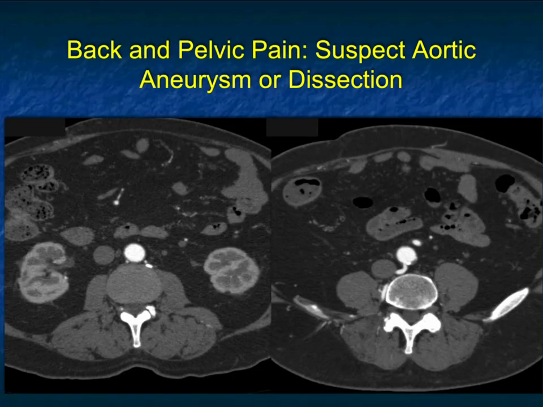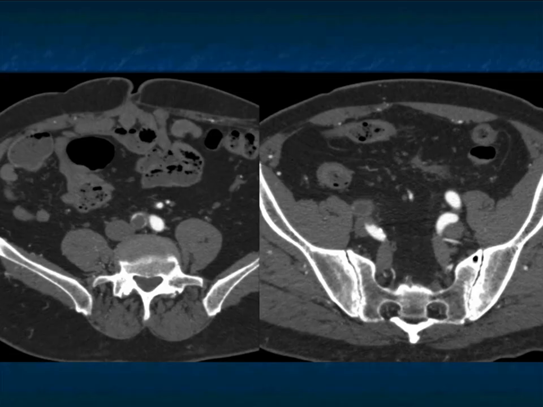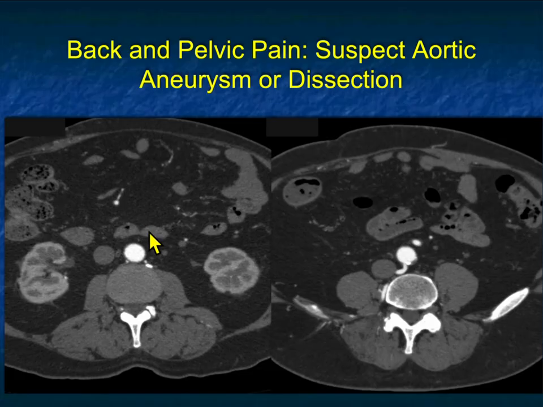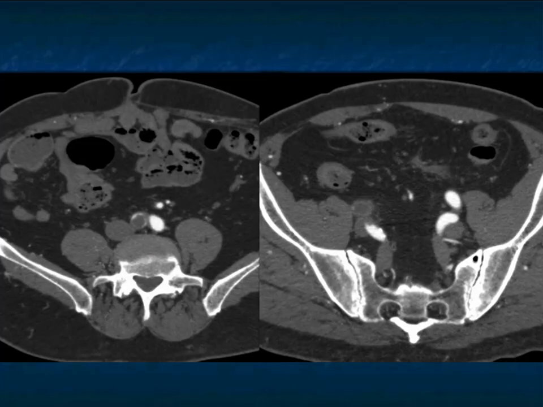Another patient with back pain, rule out dissection. Kidneys function okay. The aorta looks good. And we follow it down, and then the aorta is occluded. So this to me looks like thrombus. So the patient has aortic thrombus. Maybe the patient had an embolic phenomena.